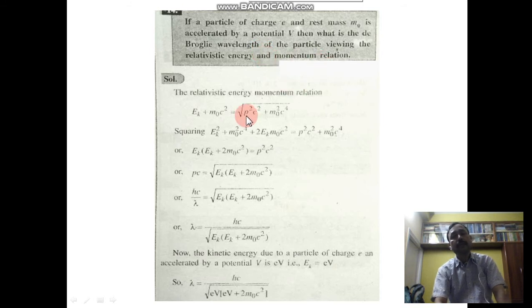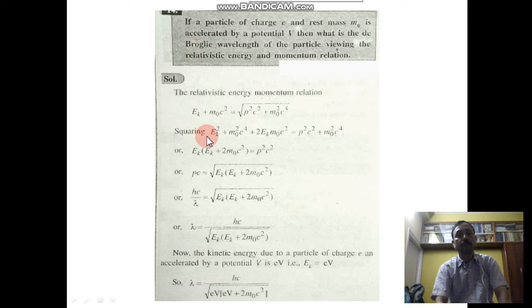The relativistic energy and momentum relation is E is equal to root over p square c square plus m naught square c to the power 4. Now E means kinetic energy plus rest energy, Ek plus m naught c square. Squaring, again this becomes Ek square plus m naught square c to the power 4 plus 2 Ek m naught c square is equal to p square c square plus m naught square c to the power 4.